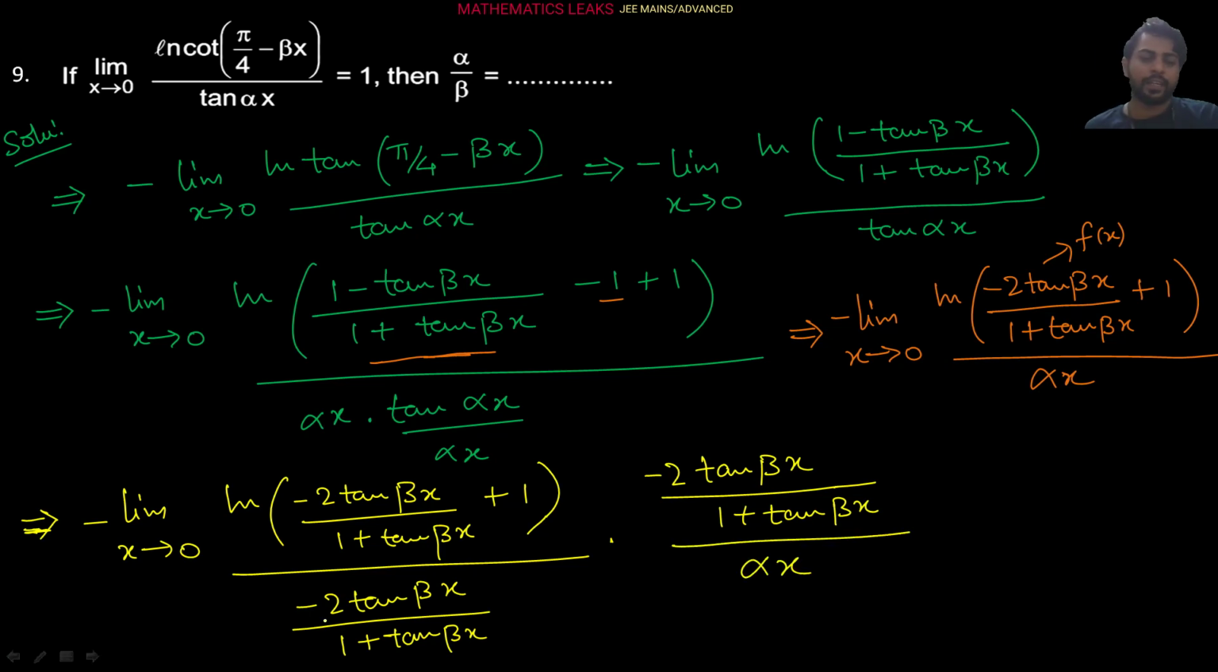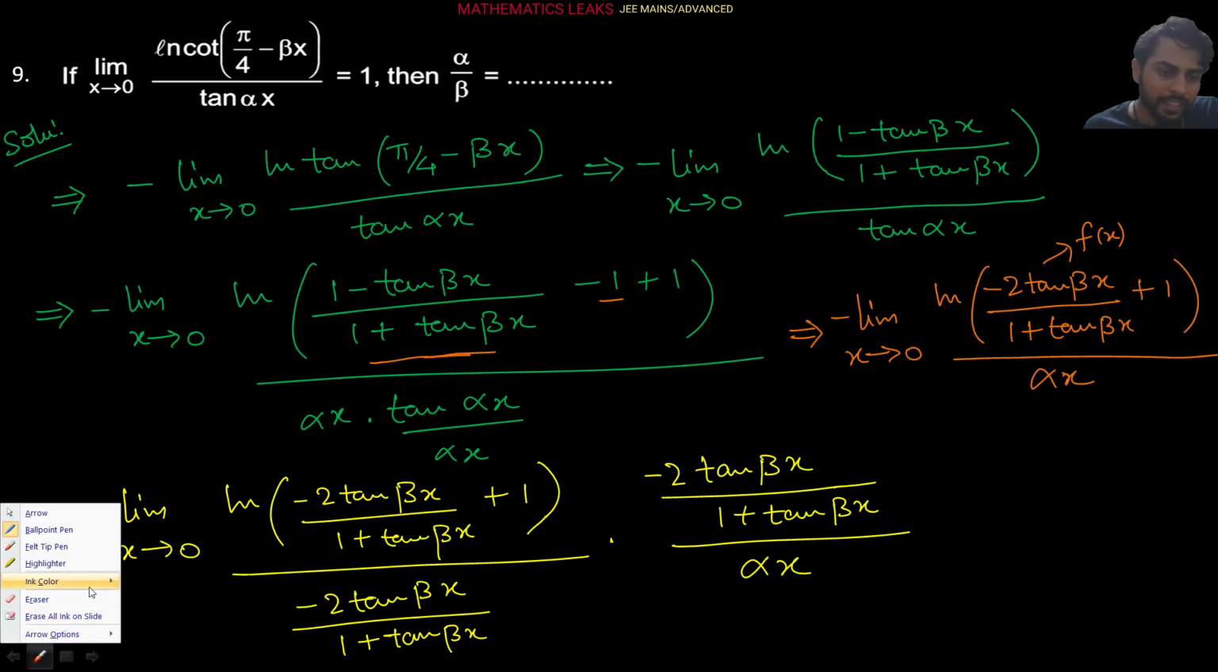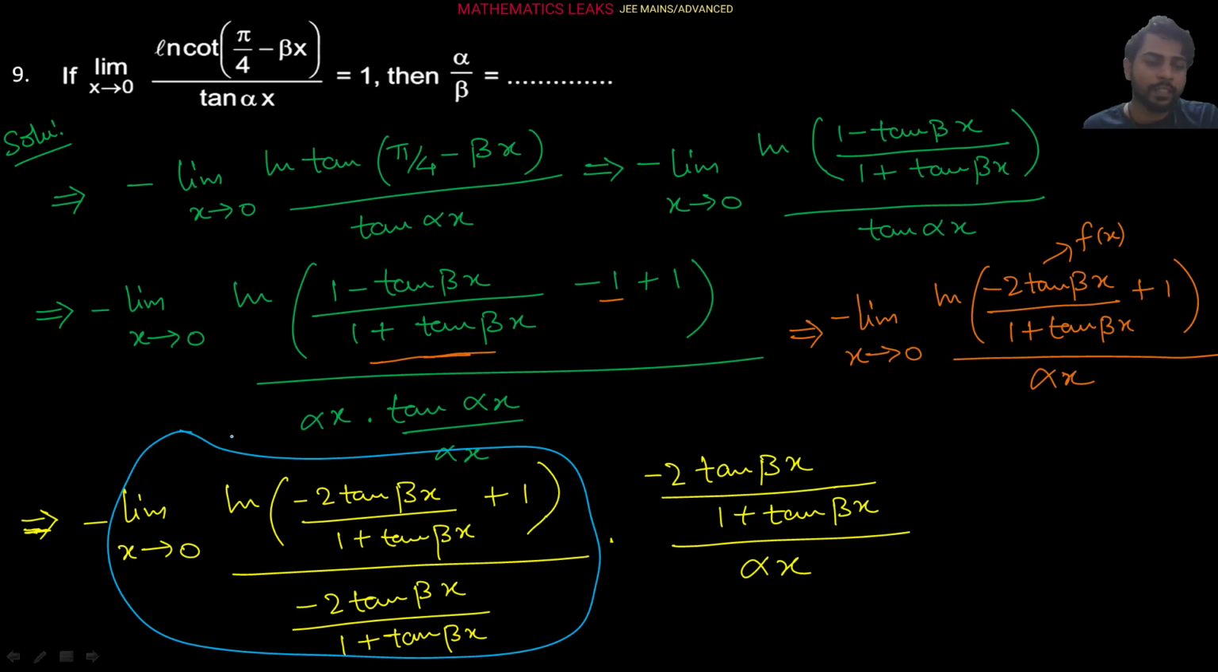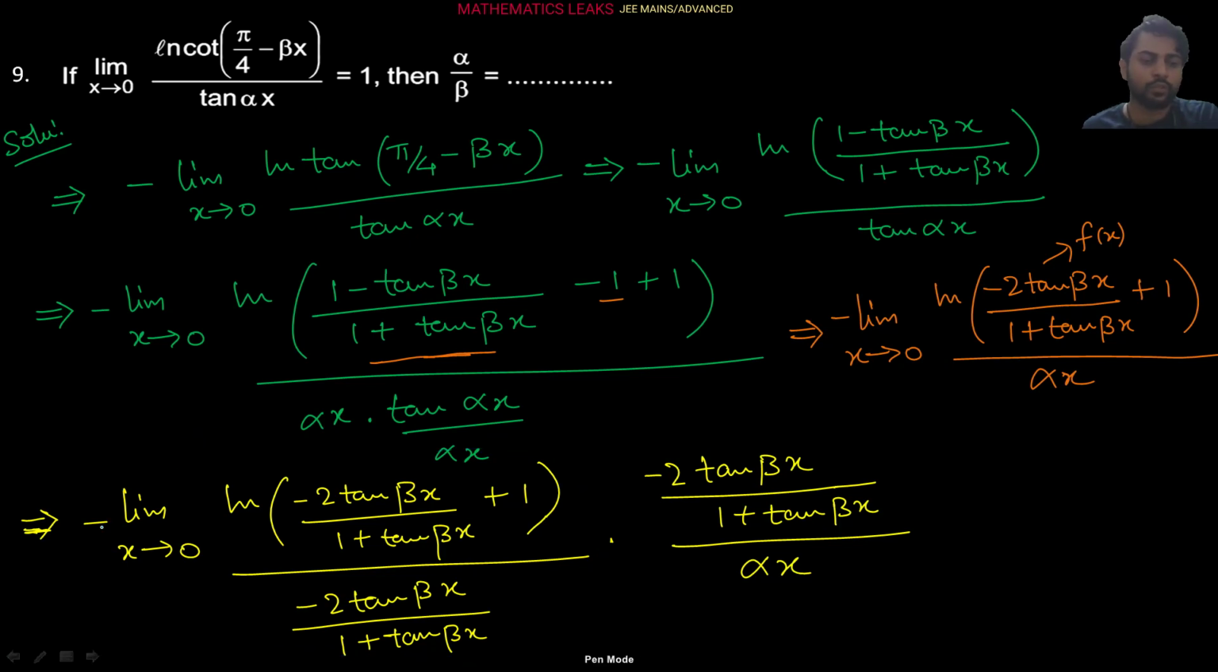This is alpha x, right? So this one quantity, as I already said, will become 1 only, everybody. So 1 only it is becoming here. So you can see this is nothing but minus of 1.